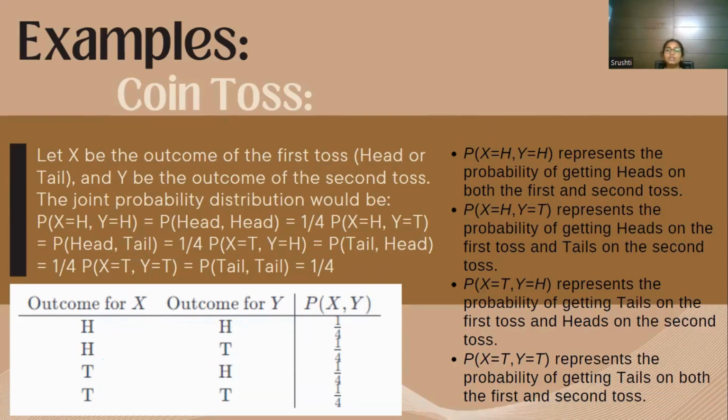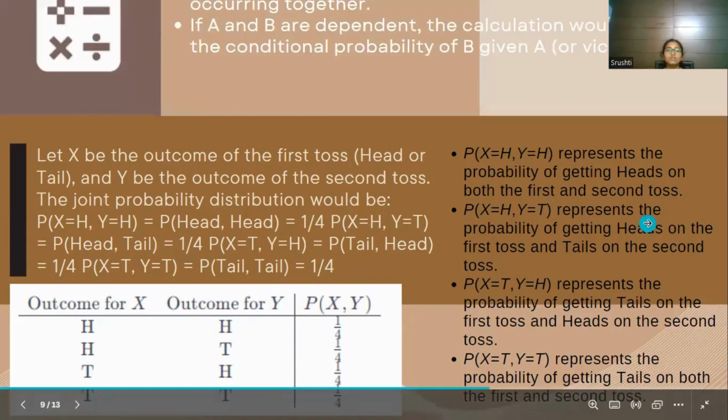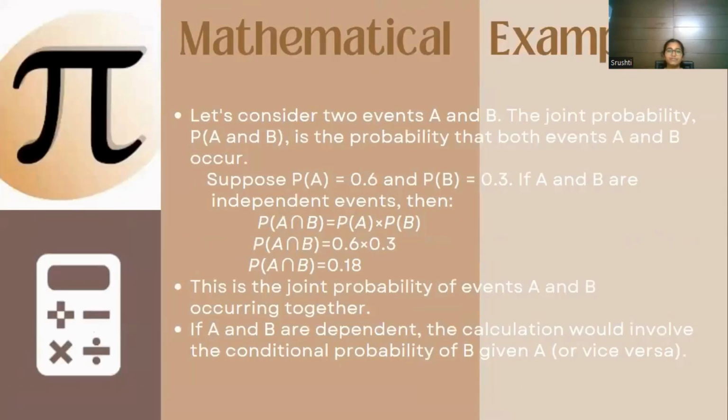P of x equals t and y equals h represents the probability of getting tails on the first toss and heads on the second toss. And P of x equals t and y equals t represents the probability of getting tails on both the first and the second toss. Here you can see that the probability is 1 by 4 for all of them. Now let's move on to a mathematical example.